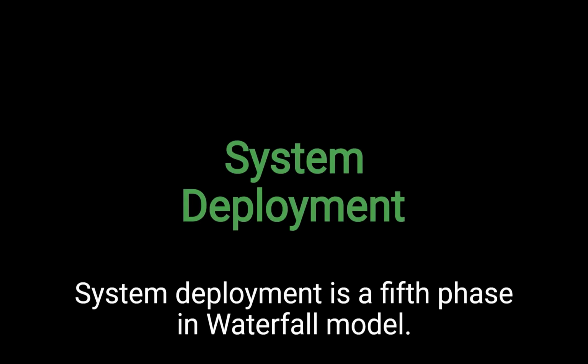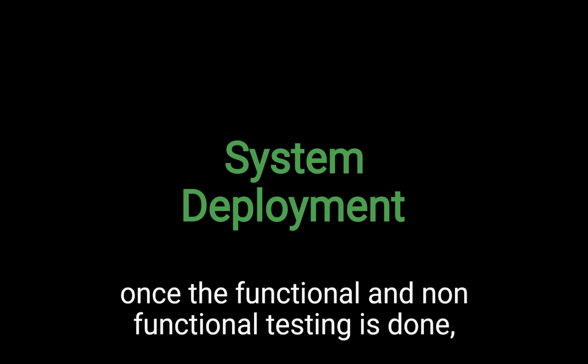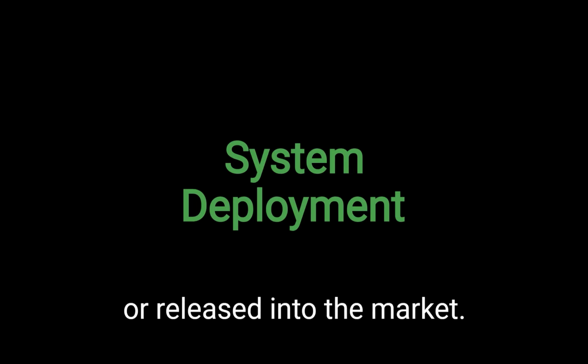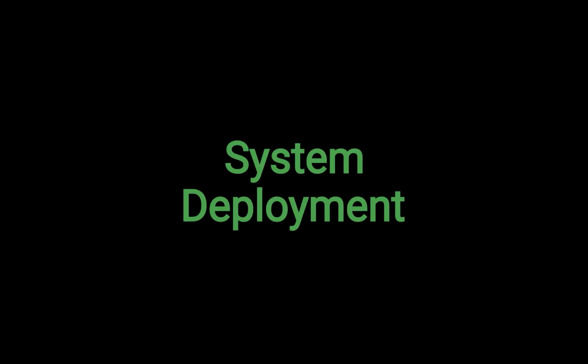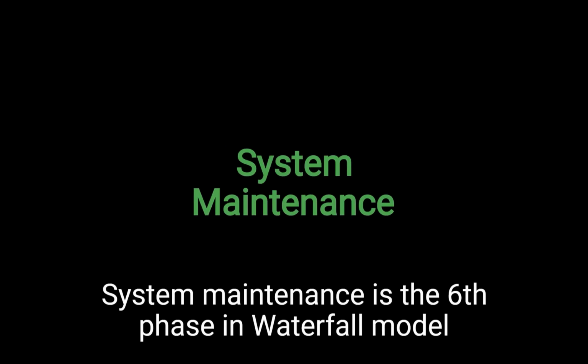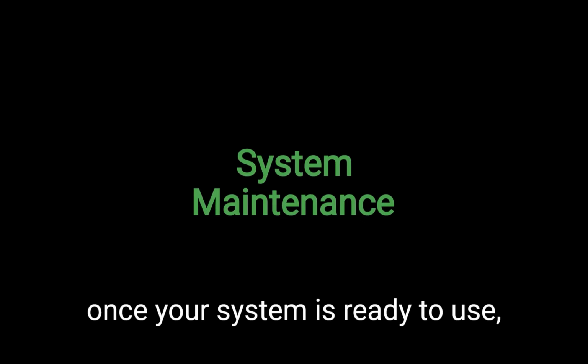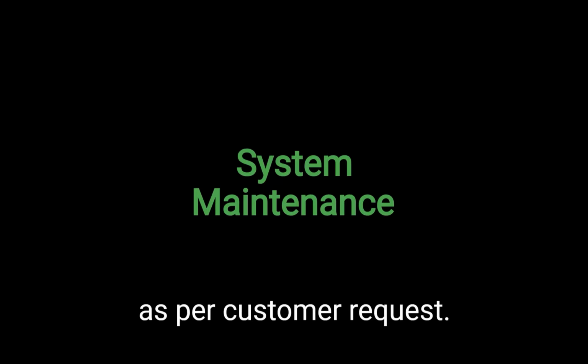System deployment is the fifth phase in waterfall model. In this phase, once the functional and non-functional testing is done, the product is deployed in the customer environment or released into the market. System maintenance is the sixth phase in waterfall model. In this phase, once your system is ready to use, you may later require change the code as per customer request.